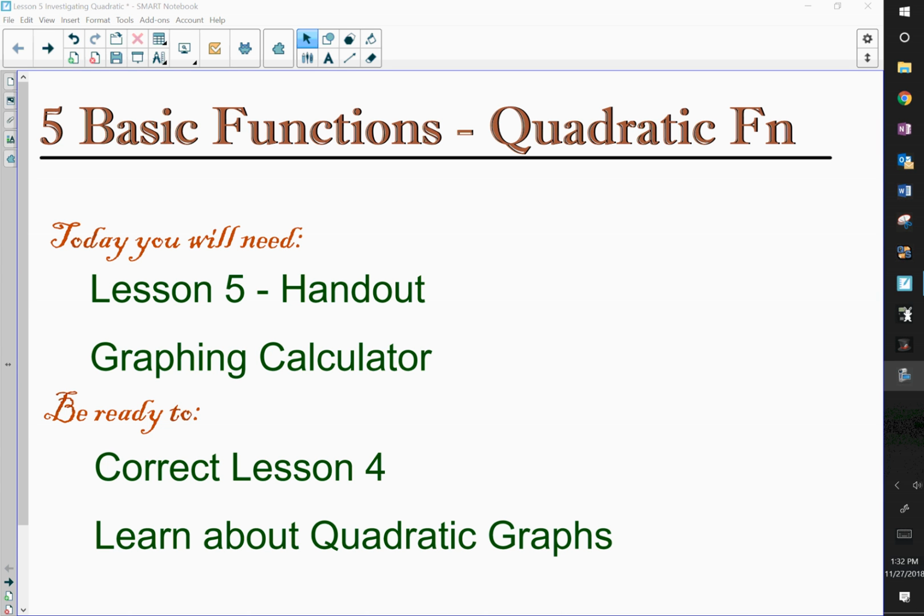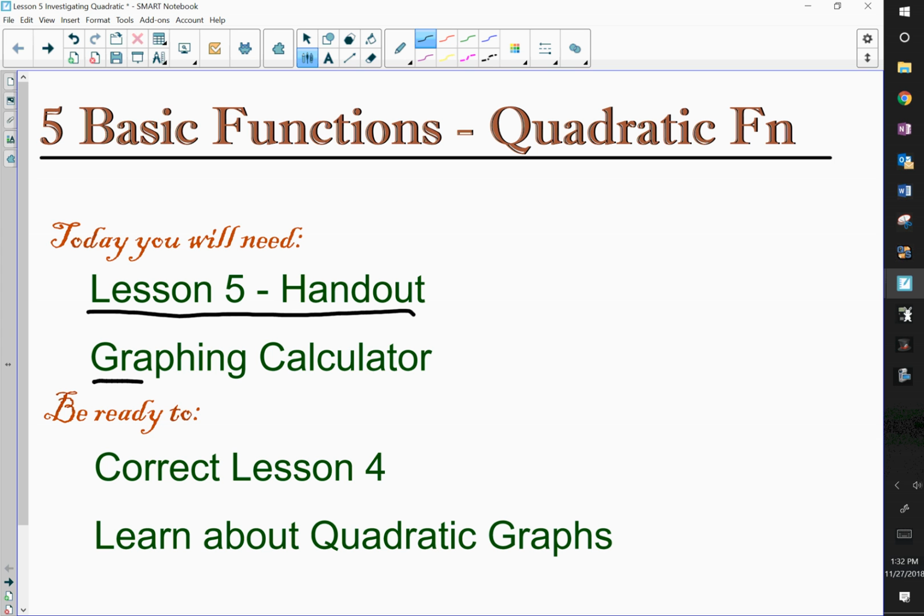All right, today we're going to continue in the 5 basic functions unit. Today you're going to look at quadratic functions. So you're going to need that lesson 5 handout. Should have grabbed one on the way in. You're also going to need a graphing calculator. You can use the one on your computer, but it might be easier if you have one from the class set.